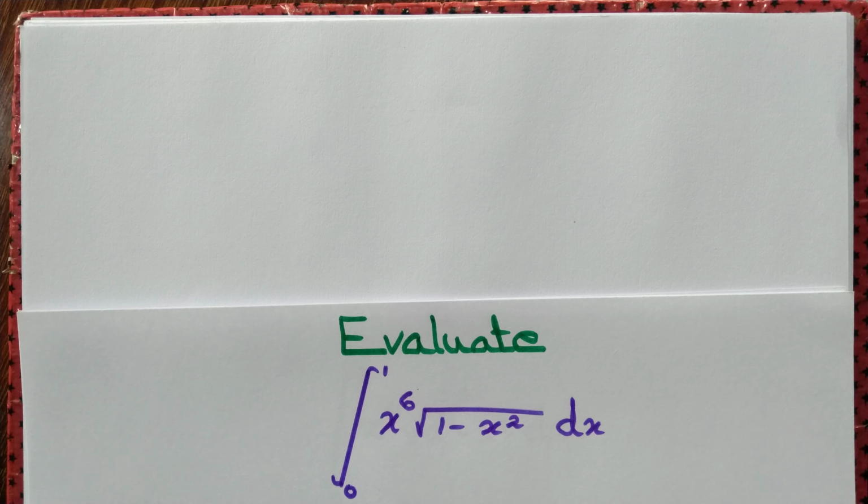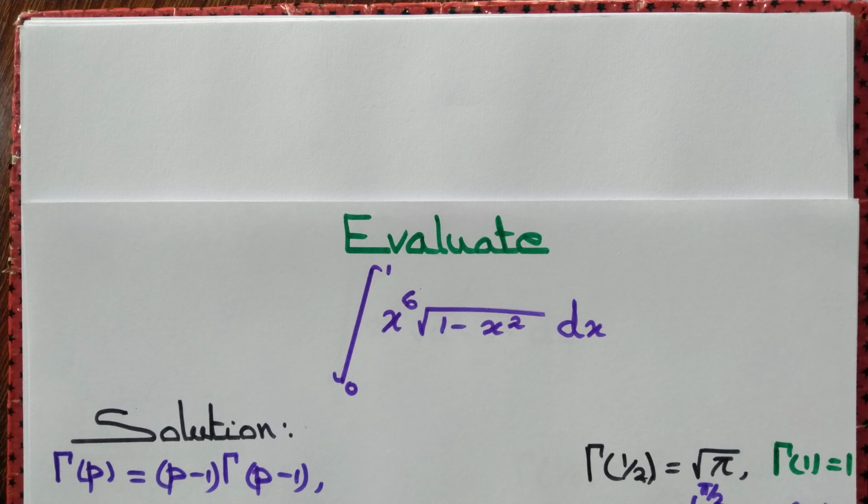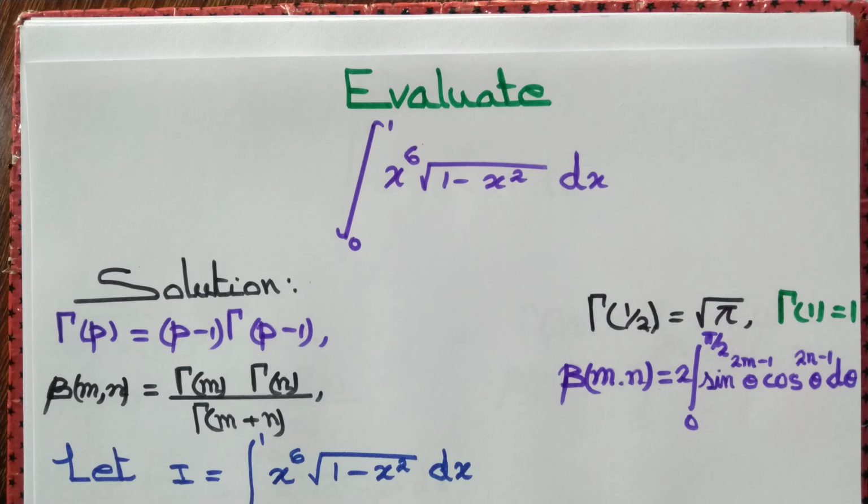Let us evaluate the integral of x to the power 6 times square root of 1 minus x square as x changes from 0 to 1. So, we want to evaluate this definite integral and we want to do it using beta gamma function.